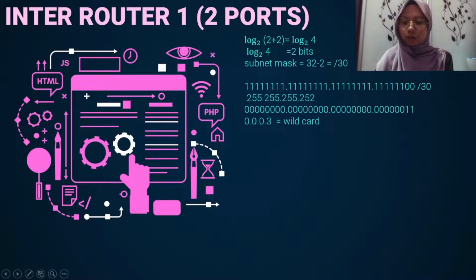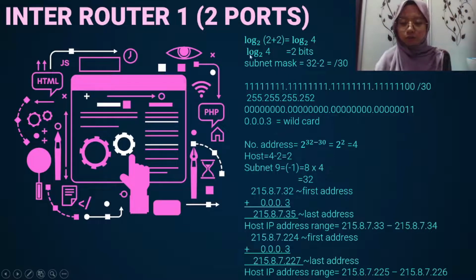30 is the CIDR. So this is the CIDR changed to binary. And then we change it into decimal. We get 255.255.255.252. And then we change 1 into 0, 0 into 1, and then we change it back into decimal to find the wildcard. Then we get 0.0.0.3.